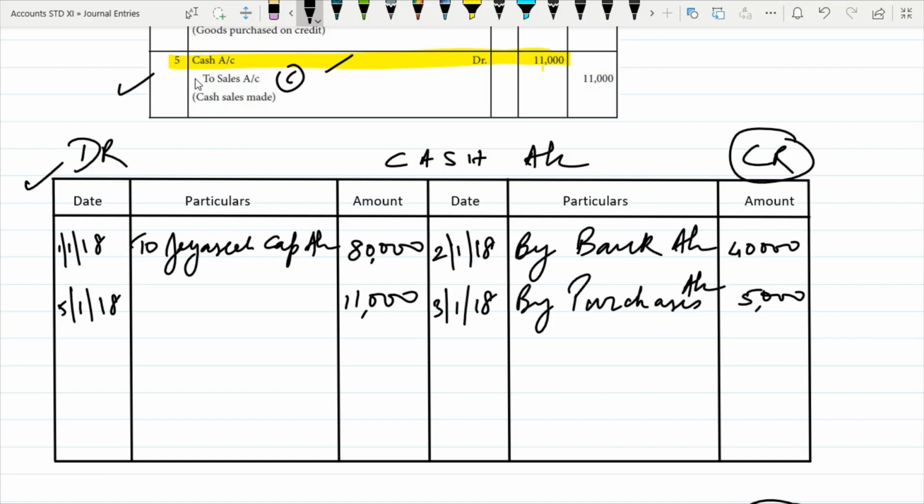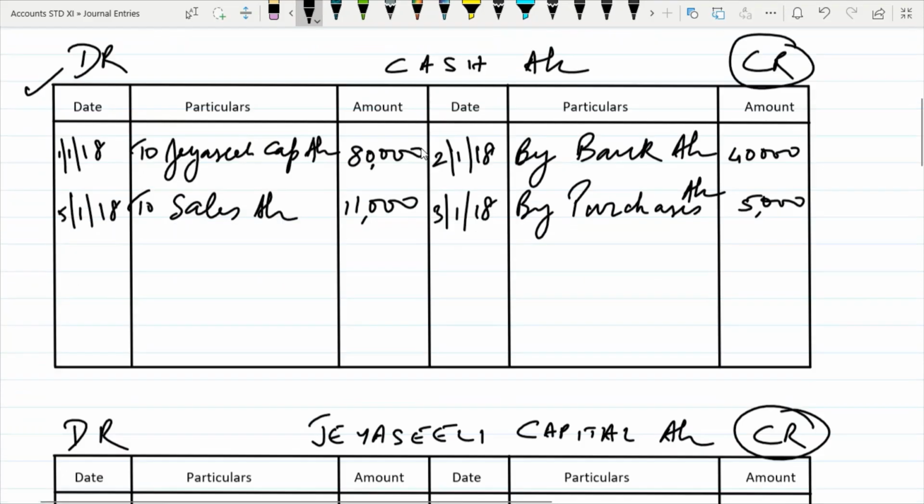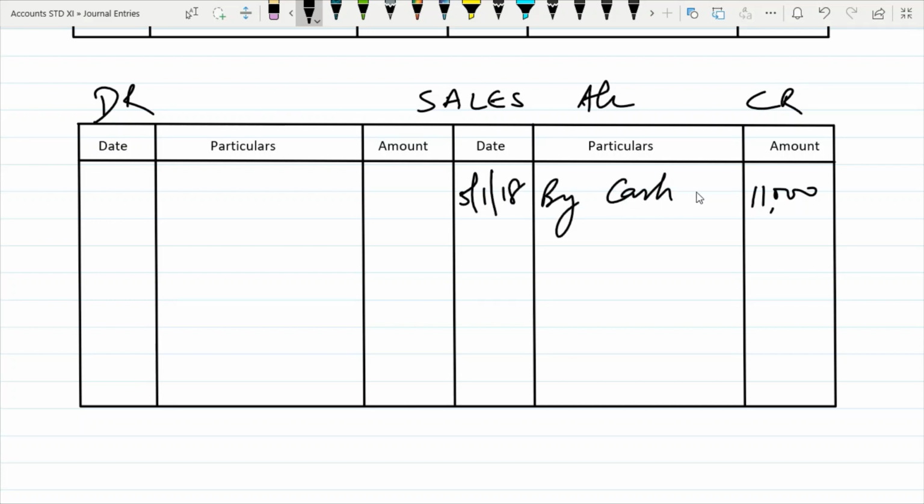Now if you look, it is to sales. So what we do is to sales account. So this is done. Now we shall write record in the sales. Now sales, if you look at sales, this entire thing is credit. So we go to sales and we credit it by how much? 11,000. So first thing is we write 11,000. We put the date. Date is 5/18. Cash. I hope you know how this has come.